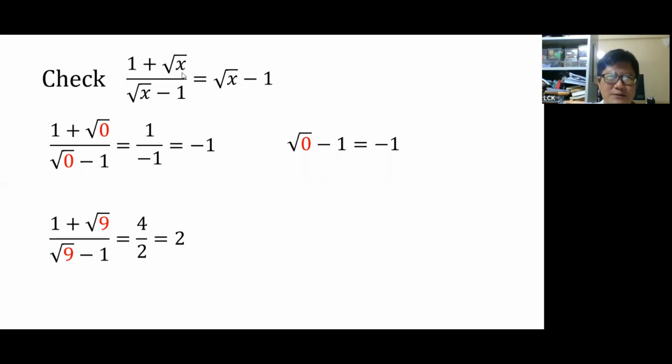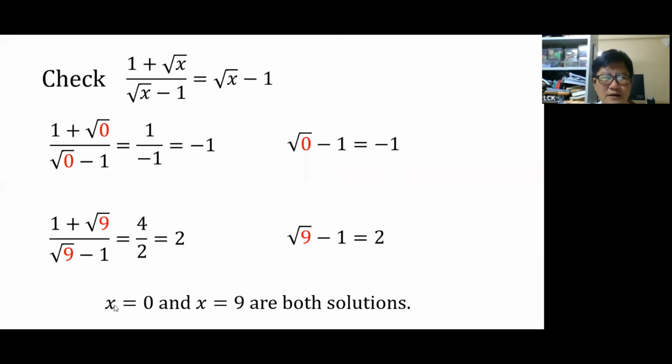When you substitute 9 on the left side, you get 1 plus square root 9 over square root 9 minus 1. You get a 4 on the top over 2, which gives you a 2. Now, when you substitute 9 on the right, you also get a 2. Square root 9 is 3, minus 1 is 2. So x equals 0 and x equals 9 are both solutions. Amazing. They are both solutions.